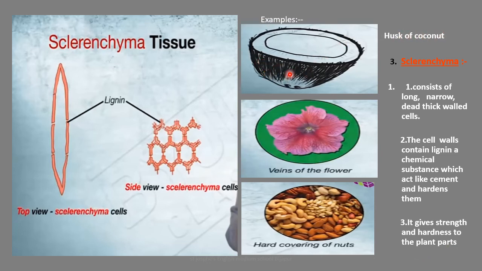It is very tough due to the presence of sclerenchymatous cells, as are the veins of the flowers and the hard covering of nuts, cashew nut, almond, walnut. If you observe it under the microscope, you will find that they contain sclerenchyma. So what is the characteristic feature of sclerenchyma? It consists of long, narrow, dead, thick walled cells. The cell walls contain lignin, a chemical substance which acts like cement and hardens them. It gives strength and hardness to the plant parts.